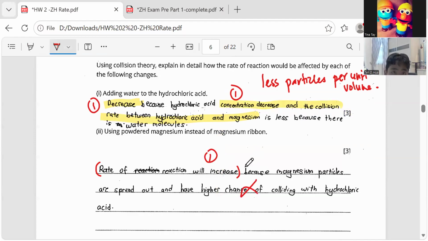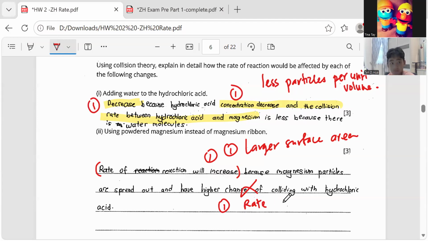Okay, so this one all wrong because larger surface area is 1 mark. Okay, so rate of collision frequency increases. Remember, answers are not what you feel, it's what the marking scheme wants, okay? Okay.